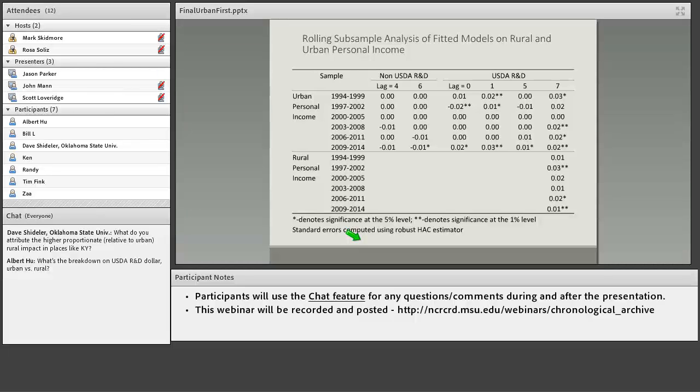We don't find much of an impact from non-USDA R&D. That just tends to wash out, and that probably has to do with the fact that a lot of that stuff is driven by DoD spending and things like that, which are not focused primarily on benefiting personal income. That is not really their main goal. But for USDA funding, we find mostly positive coefficients, and especially in recent years, positive coefficients. And those are significant for both rural and urban areas.